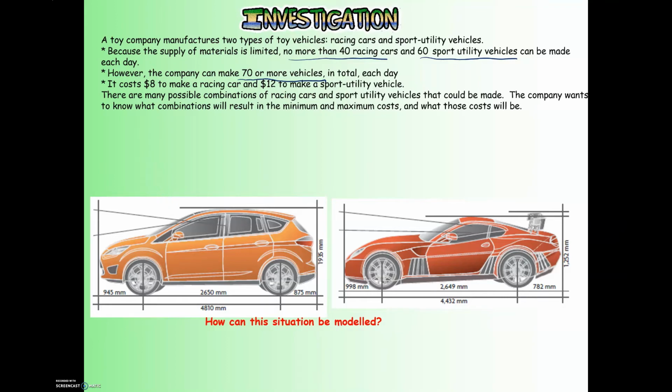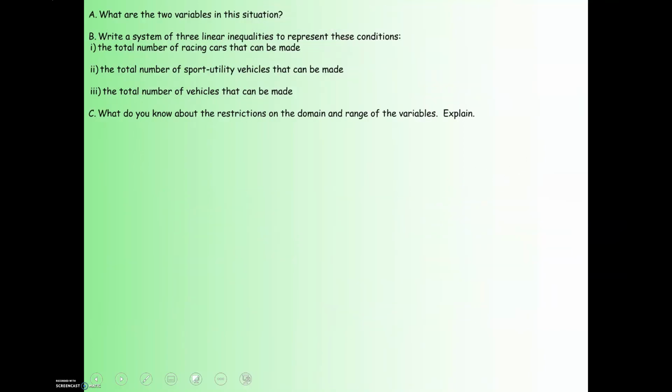There are many possible combinations of racing cars and SUVs that could be made, and the company wants to know what combinations will result in the minimum and maximum cost, and what those costs will be. So how can the situation be modeled? What are 2 variables in this situation? Well, we can label them as X and Y. We can let X be the racing cars, just because it came first in my problem. And Y can be SUVs.